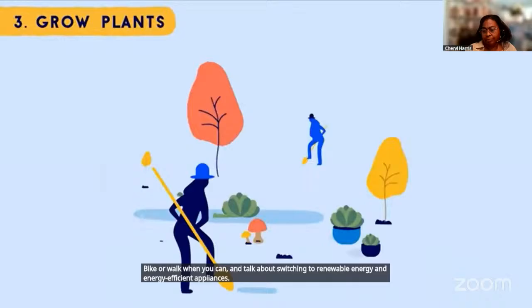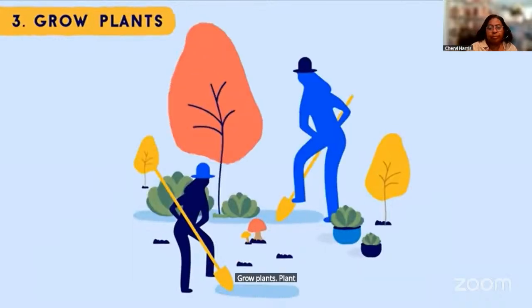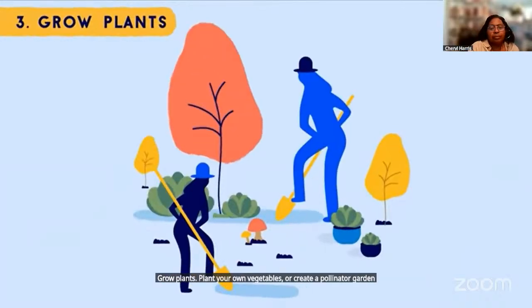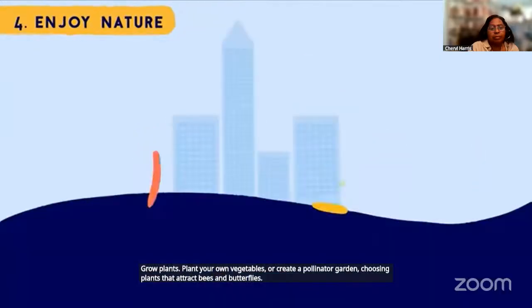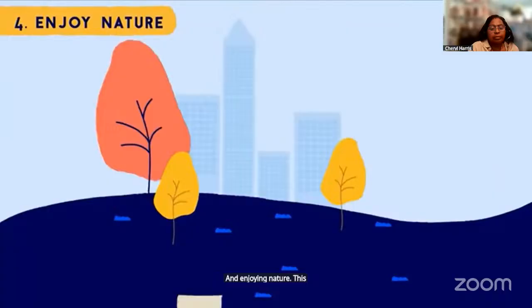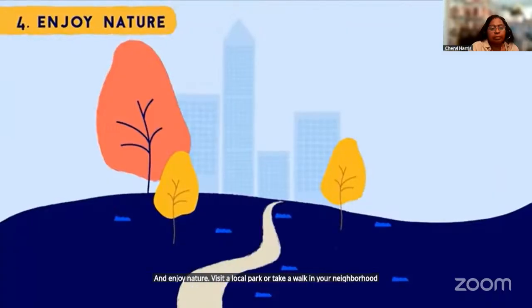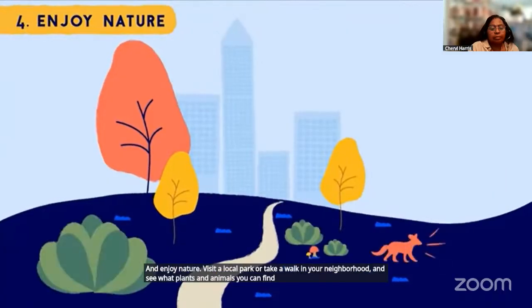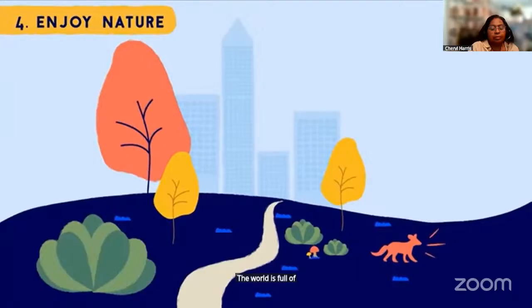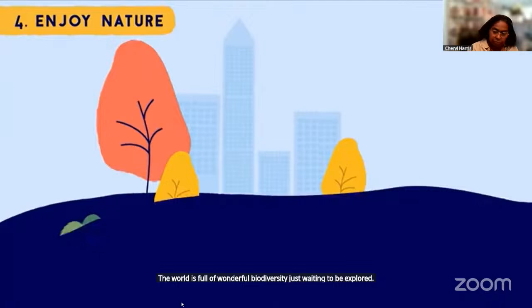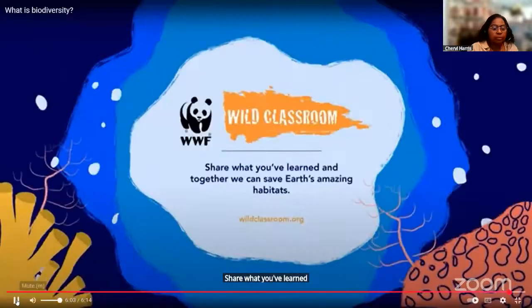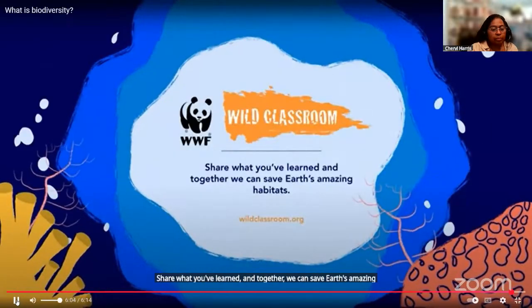And talk about switching to renewable energy and energy-efficient appliances. Grow plants. Plant your own vegetables or create a pollinator garden, choosing plants that attract bees and butterflies. And enjoy nature. Visit a local park or take a walk in your neighborhood and see what plants and animals you can find. The world is full of wonderful biodiversity just waiting to be explored. Share what you've learned, and together we can save Earth's amazing habitats.